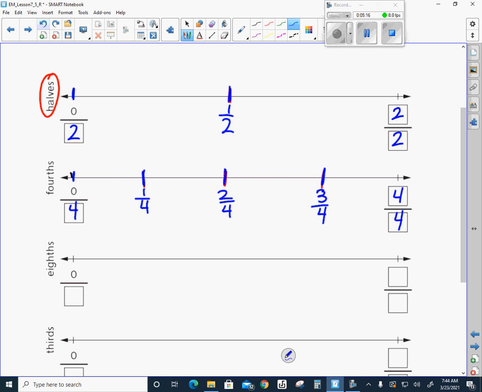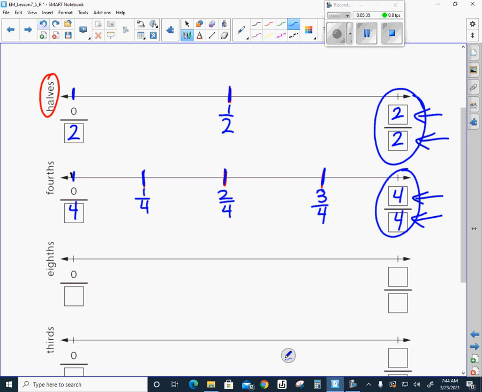Now, I want you to notice a couple of things. First of all, here you have 2 halves, here you have 4/4. What do you notice about those fractions? Hopefully you notice that the numerator and the denominators are the same. 2 halves, 4/4. When you see the numerator and denominator are the same, that equals 1 whole.